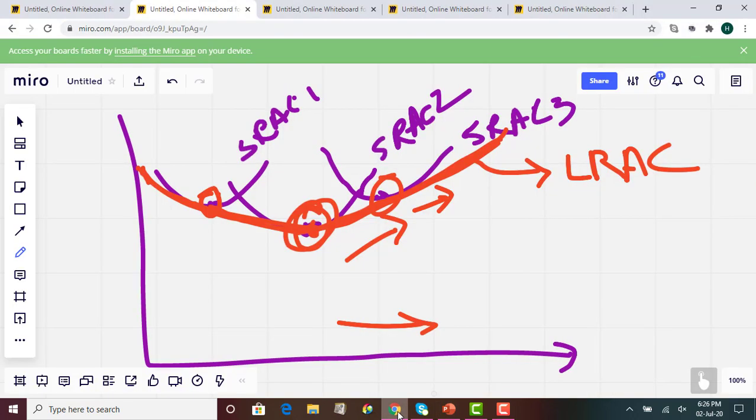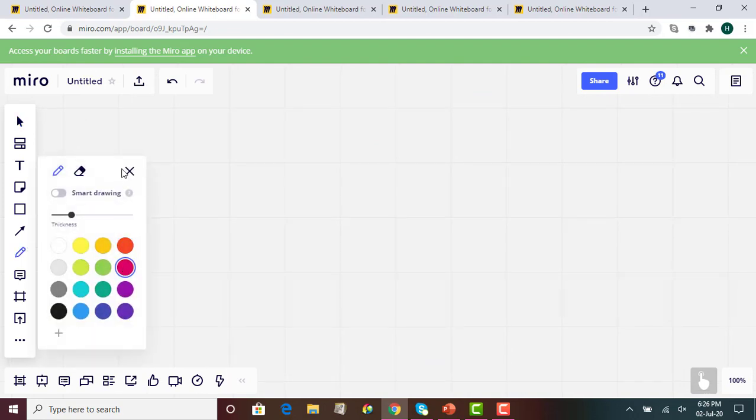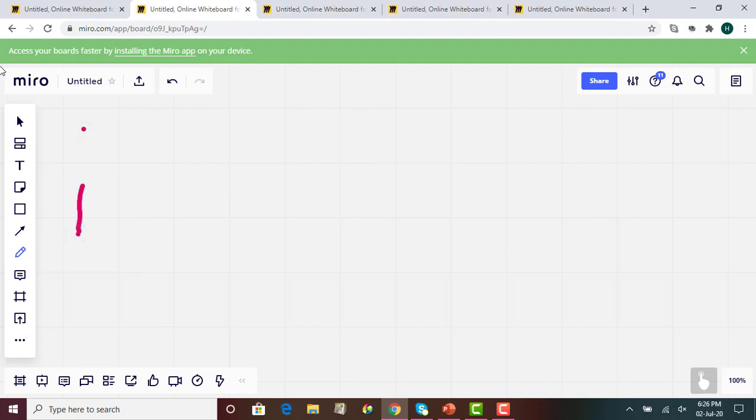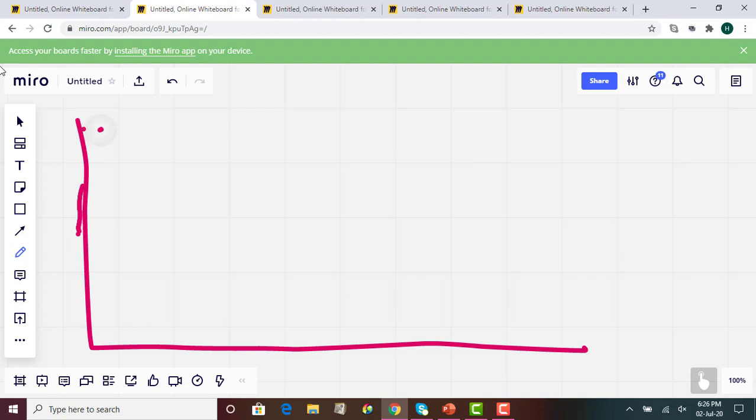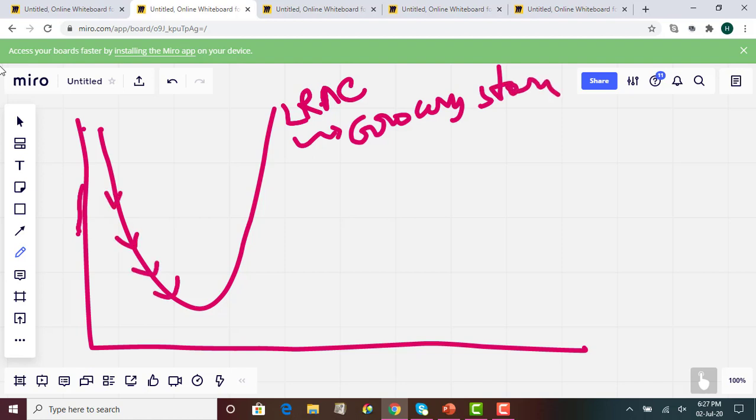So how will these curves look? Let me draw you the curve for the grocery store and for, let's say, the airline industry or the automobile industry. For the grocery store, the long run average cost curve will be like this. So they do experience economies of scale with increasing output, but only for a short period of time. After that, as output increases, they experience diseconomies of scale.